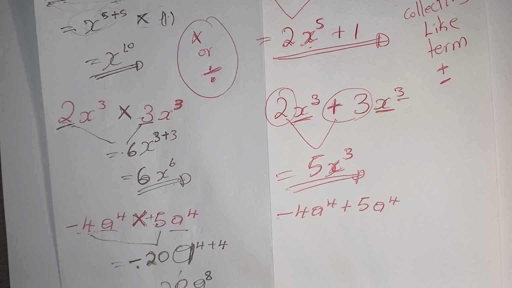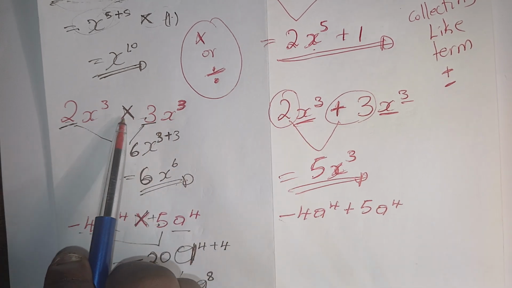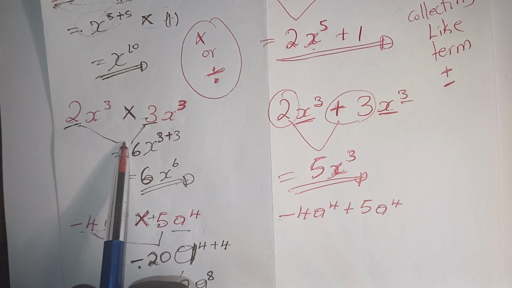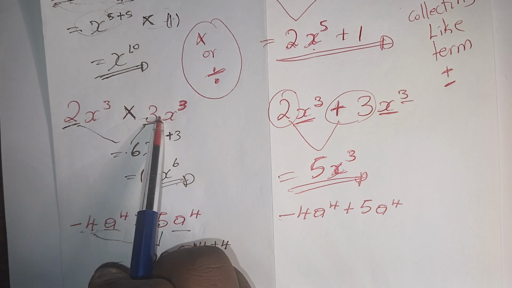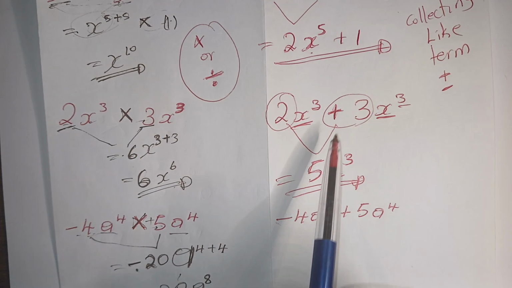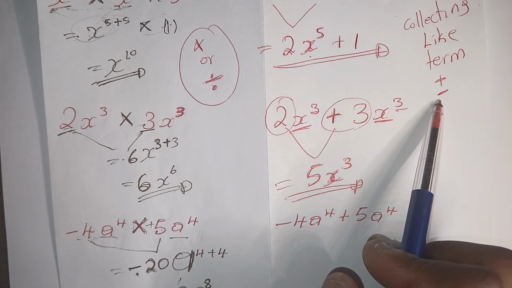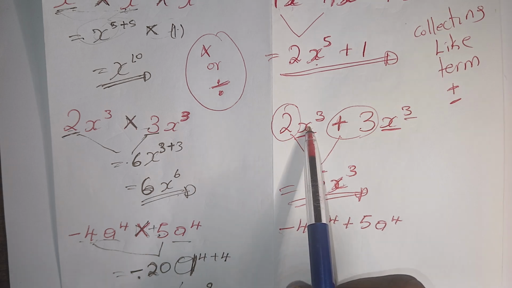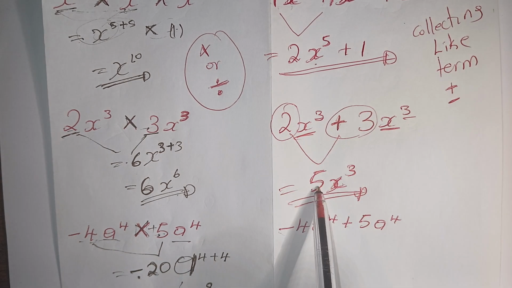So what I want you to take note of, guys, is the difference between these two questions. If there is multiply or divide, we apply the rules. In fact, we apply the law of exponents here. Do you see? If there is multiply or divide. But between terms, if there is plus or minus, we're collecting like terms. And like terms says same base and same exponent, add the coefficients. Do you understand?